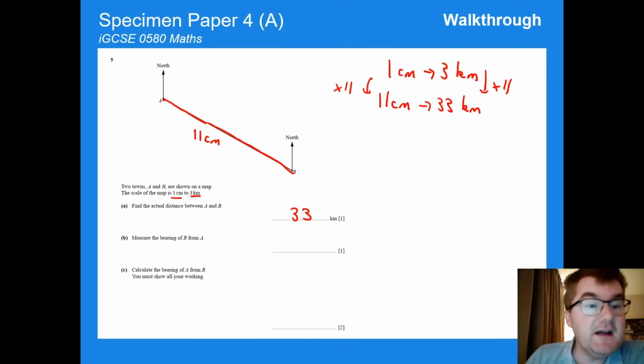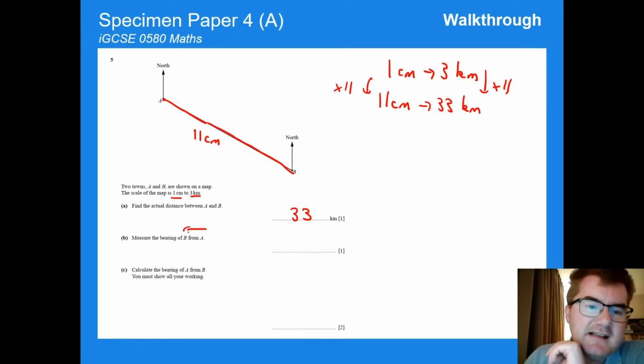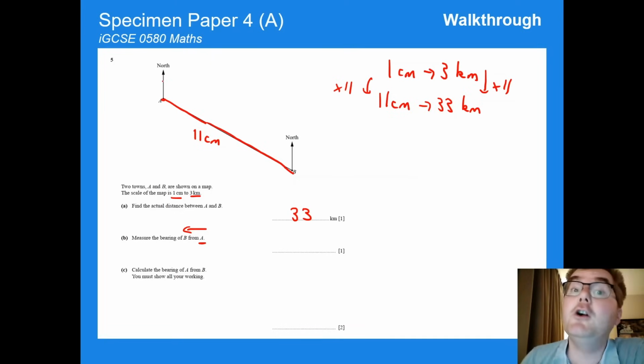And talking of that, we then need to measure the bearing of B from A. Now, this is always a little bit tricky. Few students make mistakes here. We always work from right to left. So we start at A, we go to our north line, and we keep going clockwise until we get to B. So we're actually looking for this angle.